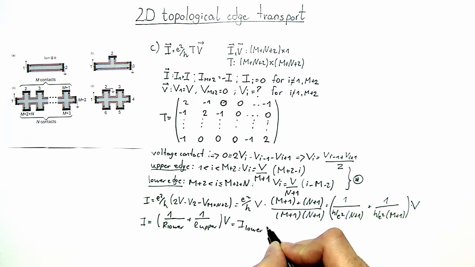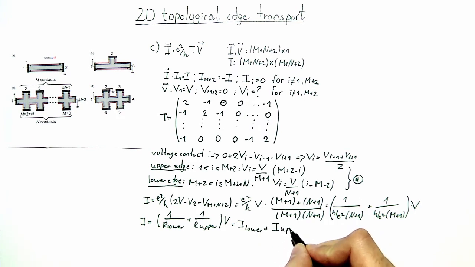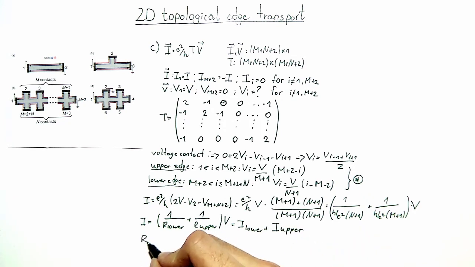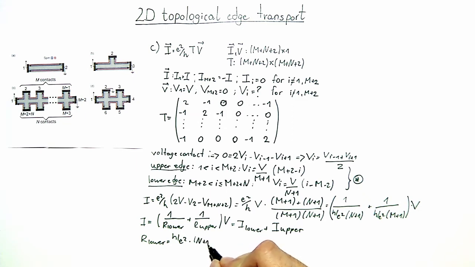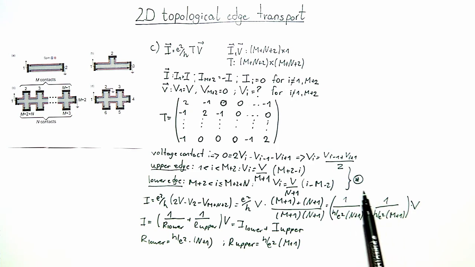And then we're going to write that as a sum of two currents, I lower and I upper, where we had R lower defined as H over E squared times N plus 1, that was this, and where we had R upper equal to H over E squared times M plus 1. So let me explain what we've done here. So we've written the current as something multiplied by the voltage, and we said that this something is a conductance, and therefore the individual terms which make up this total conductance are also conductances, and therefore their inverses are resistances.